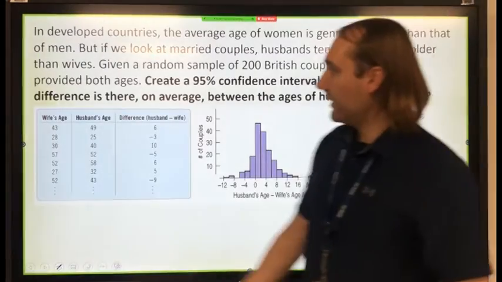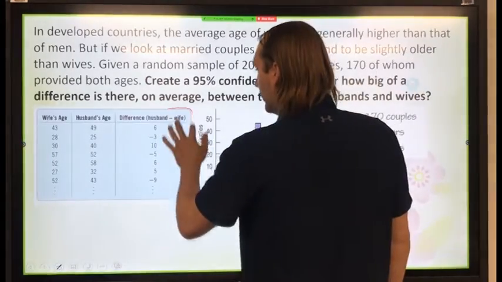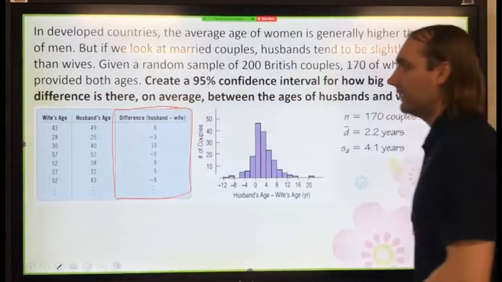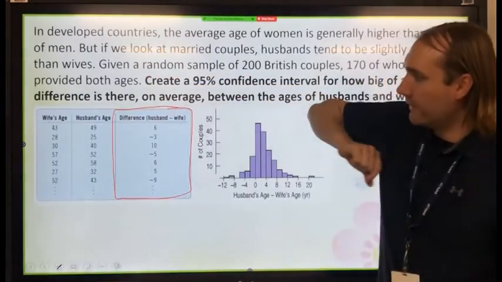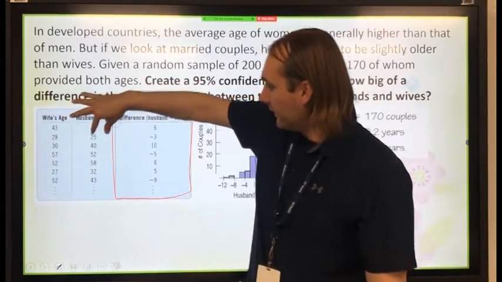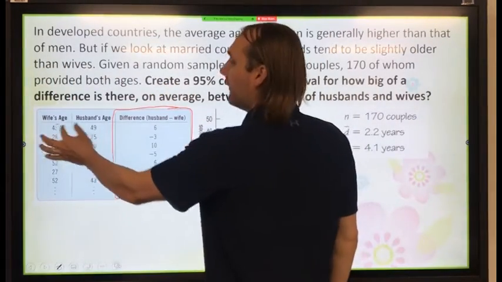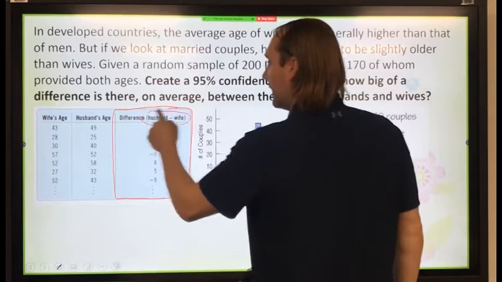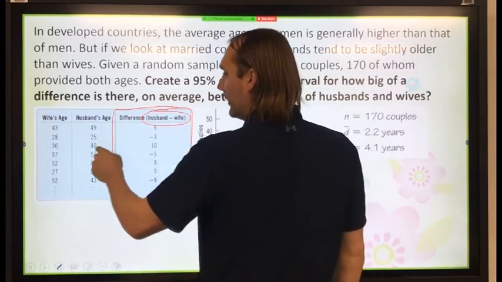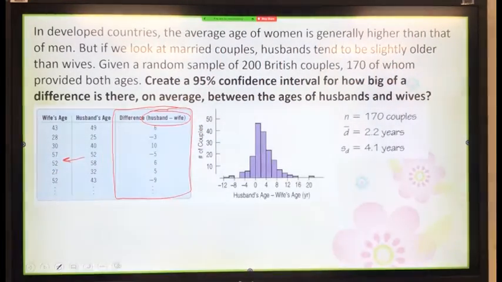So we have our data set here, we had our wives, we had our husbands, but the most important part would be this part right here. This is what we want to focus on, the difference between husbands and wives. I take 49 minus 43, I get 6. 25 minus 28 is negative 3. So I'm going the opposite direction, husbands minus wives, and so forth. And I end up with this as my difference table.